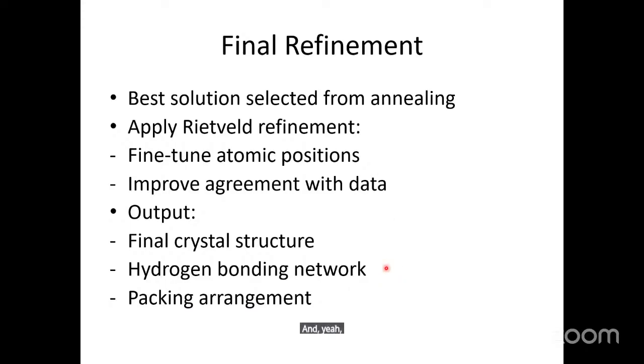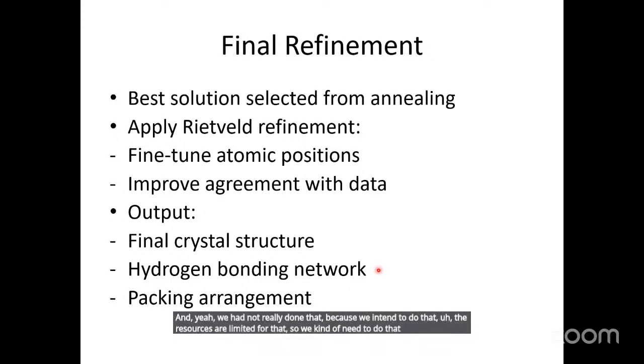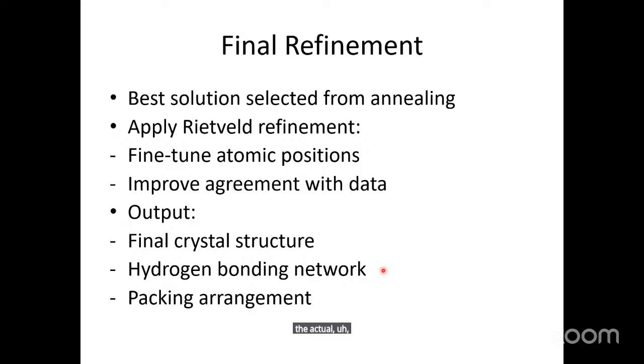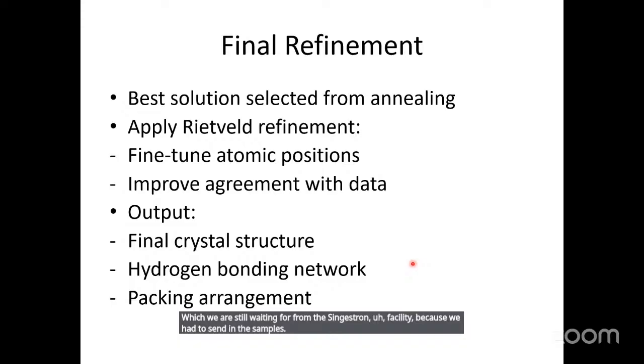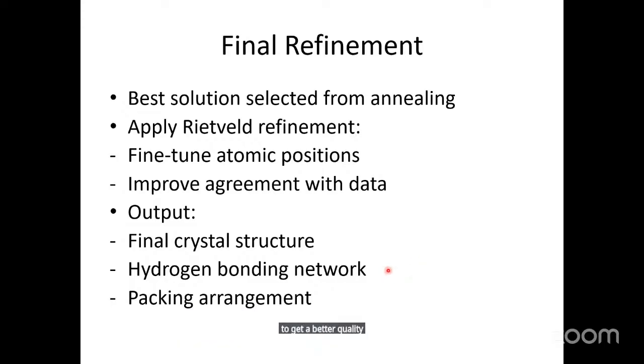And yeah, we had not really done that because the resources are limited for that. We need to do that for the actual material that we are going to put in the research paper, which we are still waiting for from the synchrotron facility, because we had to send in the samples to get better quality or better resolution data. And then we will run through the whole process that I've just highlighted with those results, in hope of better peaks and also better structure solution.